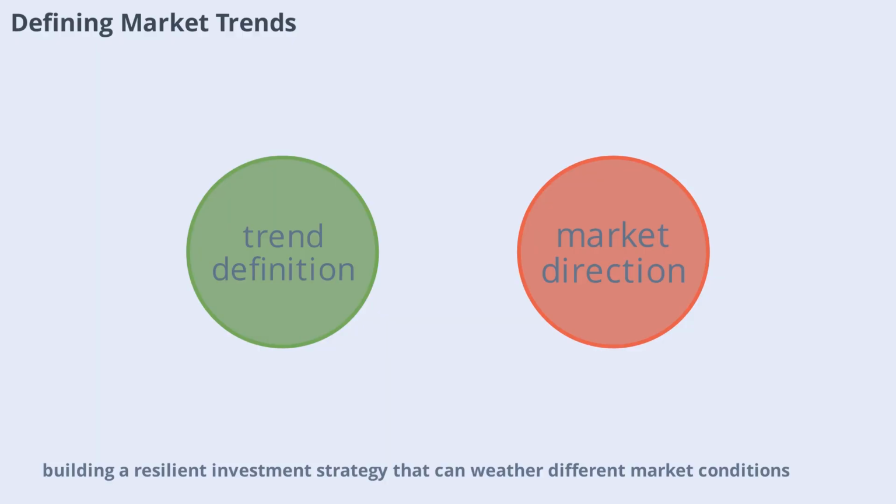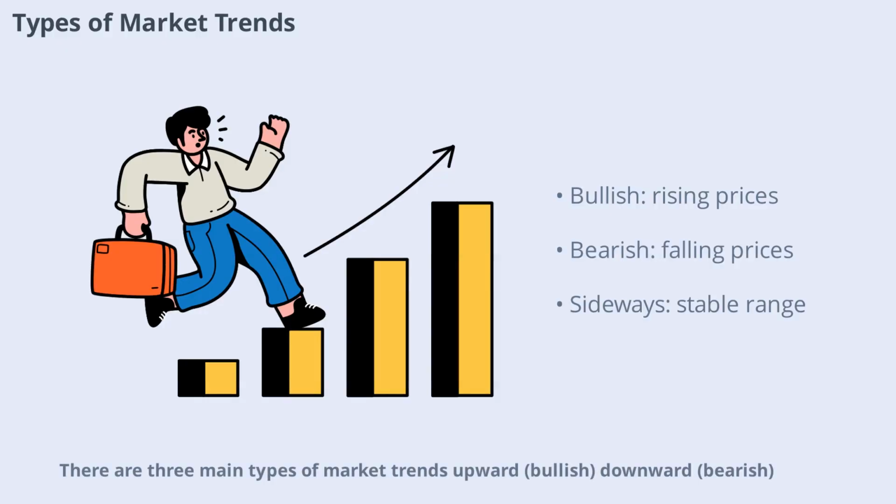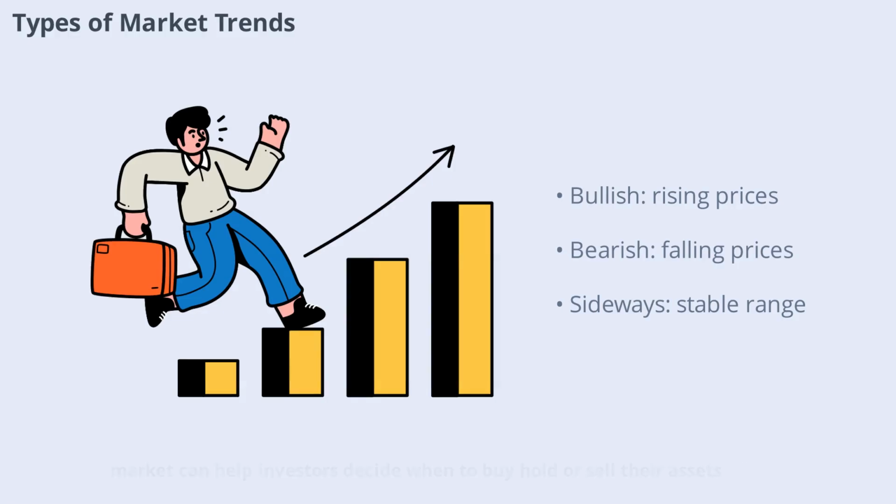Understanding the nature of market trends is the first step in building a resilient investment strategy that can weather different market conditions. There are three main types of market trends: upward (bullish), downward (bearish), and sideways (neutral). An upward trend is characterized by rising prices, while a downward trend features falling prices. Sideways trends occur when prices move within a narrow range, showing no clear direction. Recognizing which trend is currently dominating the market can help investors decide when to buy, hold, or sell their assets. Each trend presents unique challenges and opportunities, making it essential to stay informed and flexible.